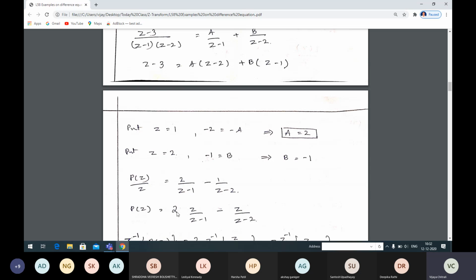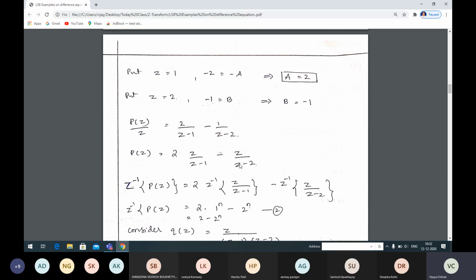Now p of z is equal to 2, multiplying this z to both terms of this numerator. So the denominator comes this side. Both terms you multiply by z. So taking 2 outside, z divided by z minus 1 minus z divided by z minus 2, right? We want the inverse z transform of this p of z. So z inverse of p of z is equal to 2 into z inverse of z divided by z minus 1 minus z inverse of z divided by z minus 2. So these two are in standard form. So we have a standard result. What is that? Z inverse of z divided by z minus a is a raised to n. So in place of a, what do we have here?